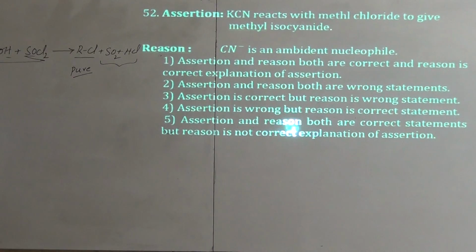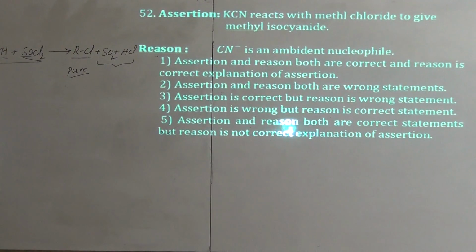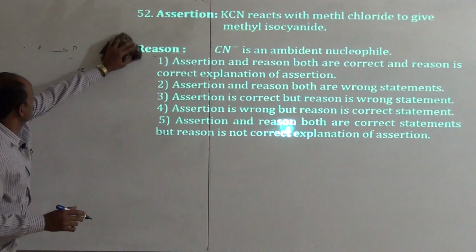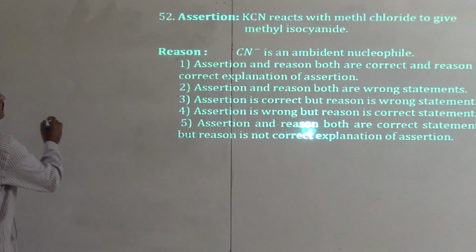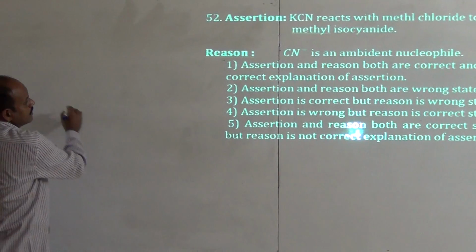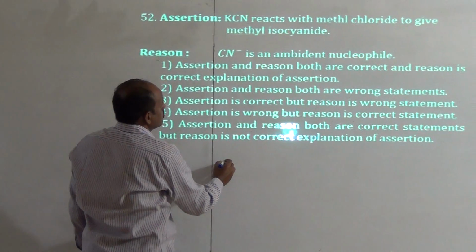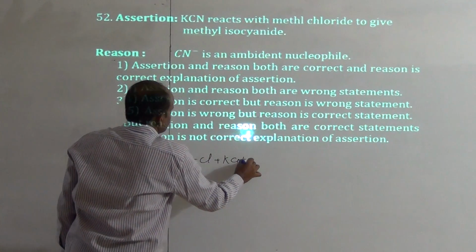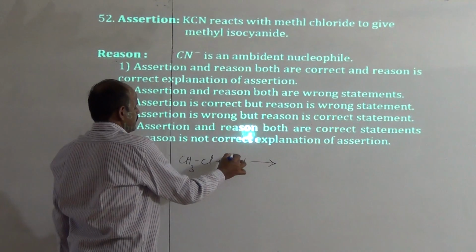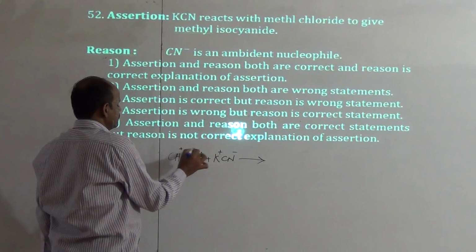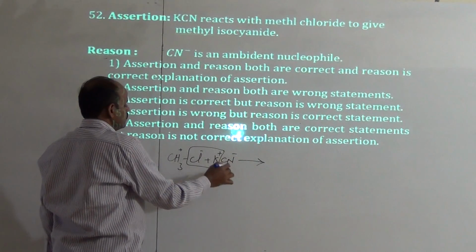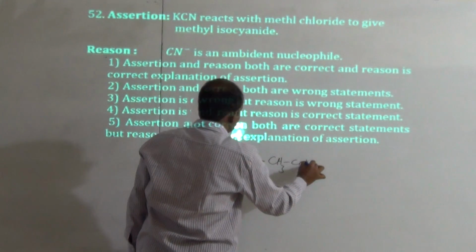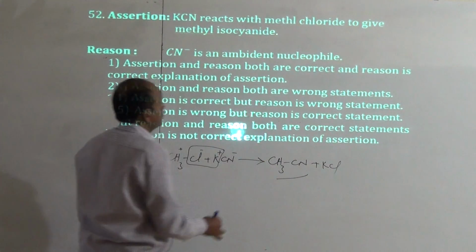Next bit, assertion: KCN reacts with methyl chloride to give methyl isocyanide. CH3Cl reacts with KCN, then which product will form here? K plus CN minus, CH3 plus Cl minus. These two combine and are removed as KCl. Then CN minus attacks the methyl group. Thus CH3CN plus KCl. Methyl cyanide is formed.